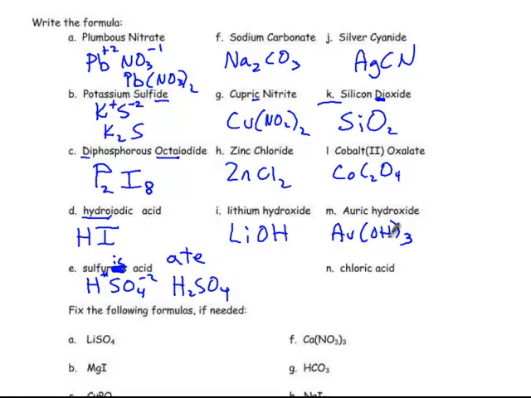All right, chloric acid, no prefix, so that means we're looking for the polyatomic ion that ends in -ate, which would be chlorate. So H plus 1, chlorate, ClO3, and minus 1. So the correct formula, HClO3.